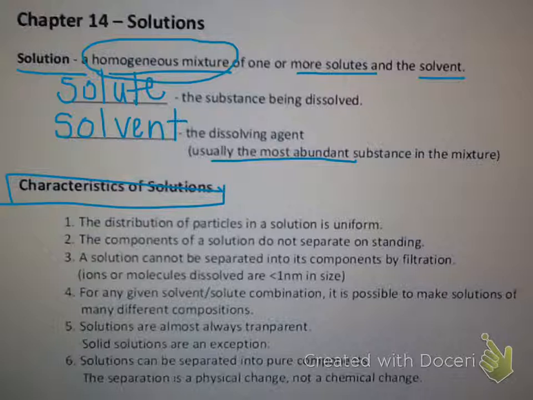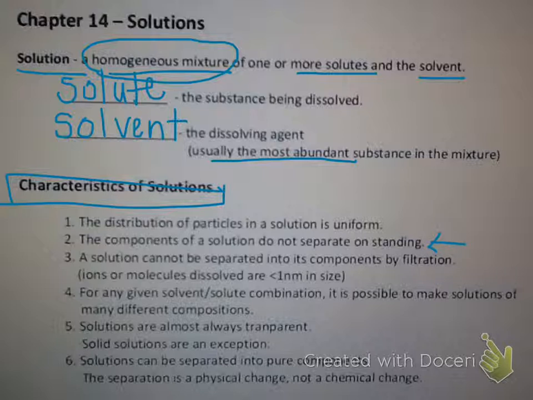The first characteristic of a solution is that the distribution of the particles in the solution is uniform. That's basically what we meant by homogeneous mixture. The second way that you know that you have a solution is that the components of a solution do not separate upon standing.